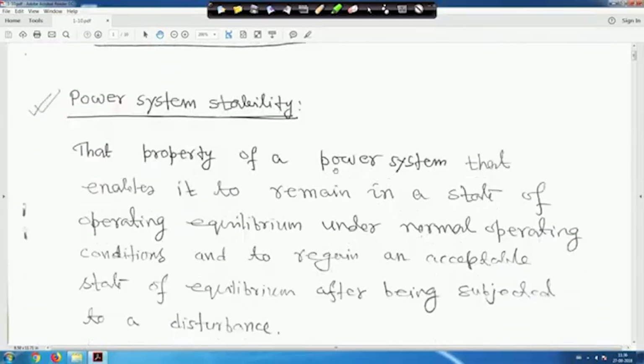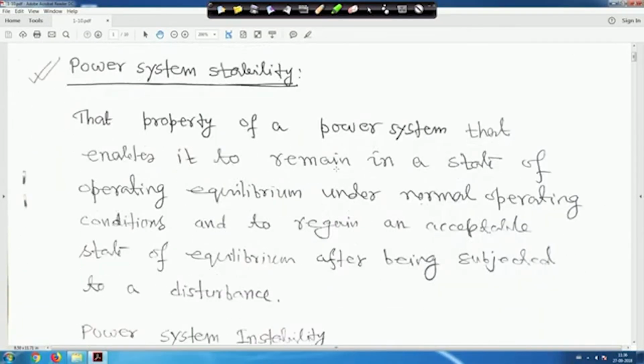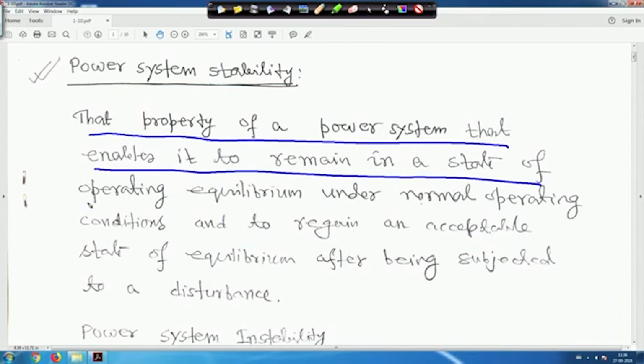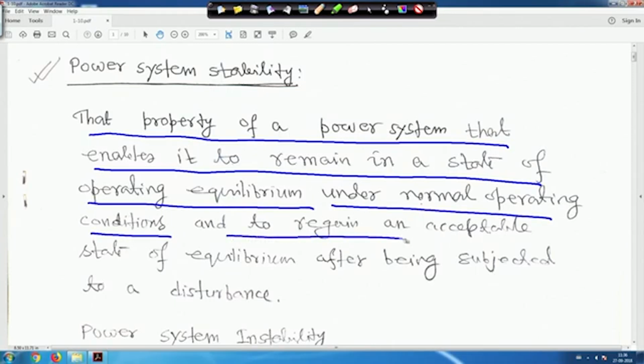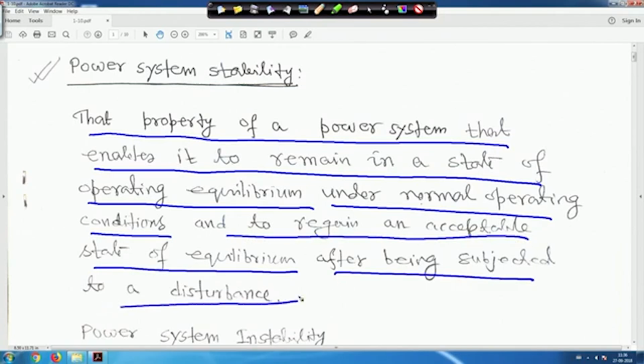First is dynamics and control. Whenever we study power system dynamics and control, the first thing we will see is power system stability, and its definition. It is the property of a power system that enables it to remain in a state of operating equilibrium under normal operating conditions, and to regain an acceptable state of equilibrium after being subjected to a disturbance. This is what we define as power system stability.